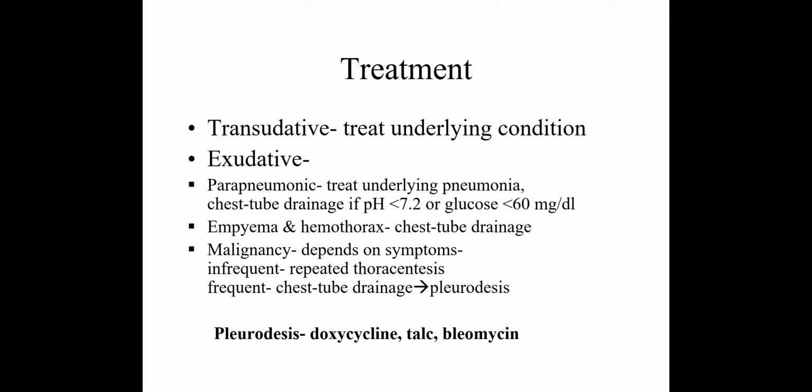Treatment: transudative effusion needs treatment of the underlying condition. Exudative: if it's parapneumonic, treat the underlying pneumonia, by drainage or by chest tube. Empyema and hemothorax need chest tube drainage. Malignant effusion depends on symptoms, and frequent repeated thoracentesis or frequent chest tube drainage.